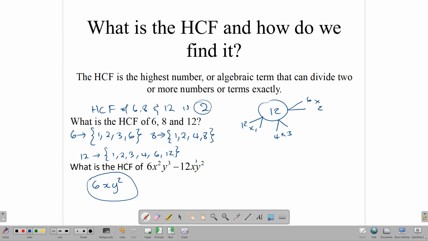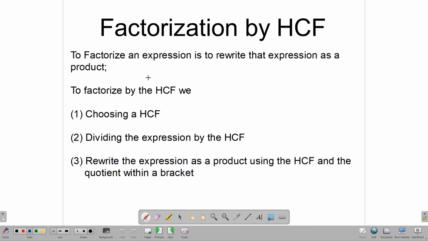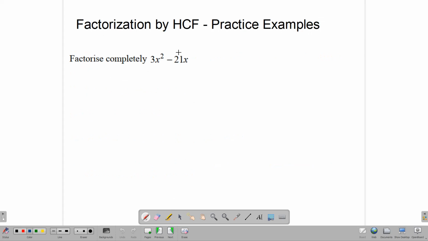Now let's talk about how we factorize an expression using the highest common factor. Remember, to factorize an expression is to rewrite that expression as a product. So to factorize by the highest common factor, we need to do three things. One, choose the correct highest common factor. Then we divide the expression by the highest common factor. And third, we rewrite the expression as a product using the highest common factor and the quotient, which is written in brackets. Let's try it on this example and see how it works.